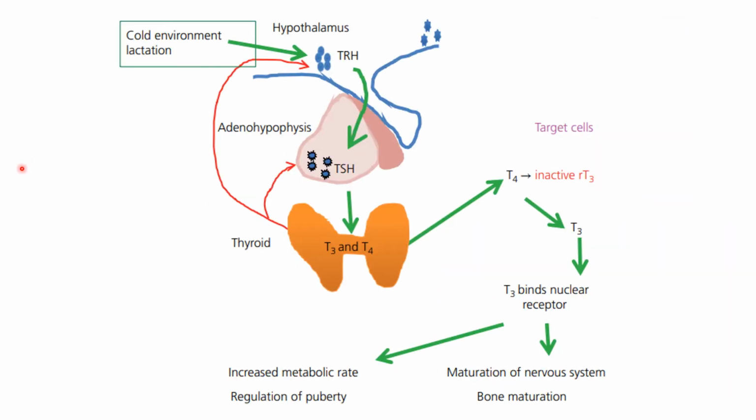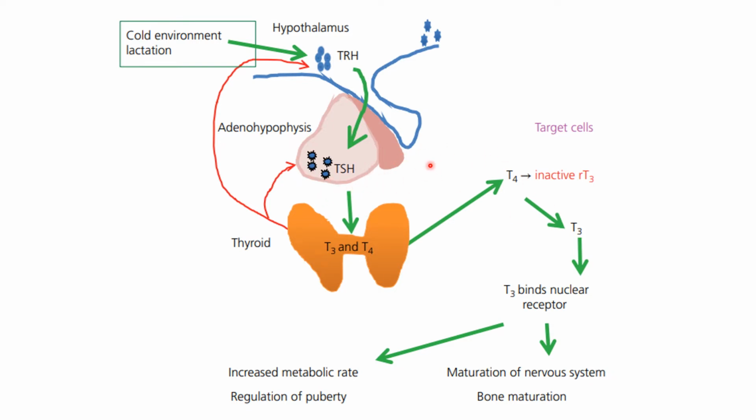So regulatory-wise, when the hypothalamus senses a cold environment or when the dam is in lactation, the hypothalamus would synthesize and secrete your thyrotropin-releasing hormone or your TRH. This TRH finds its way again into the hypothalamoportal system. It finds its way to the adenohypophysis and finds the thyrotropes, the cells that secrete your thyroid-stimulating hormone or your thyrotropin.